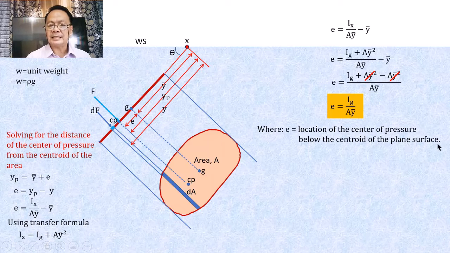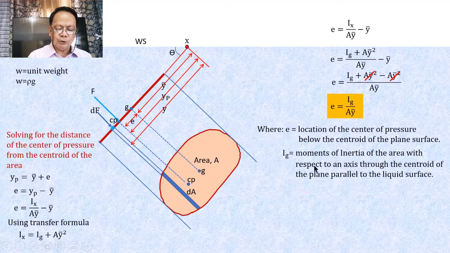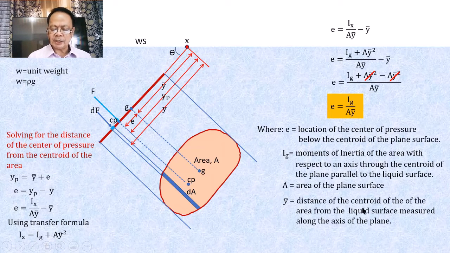Where I sub G is the moment of inertia of the area with respect to an axis through the centroid, parallel to the liquid surface. A is the area of the plane, and bar y, again, is the distance of the centroid of the area from the liquid surface measured along the axis of the plane.